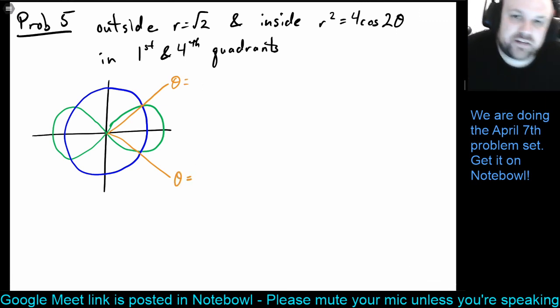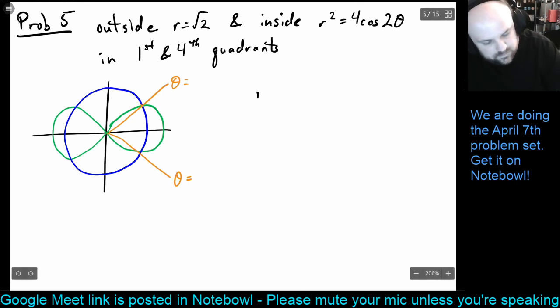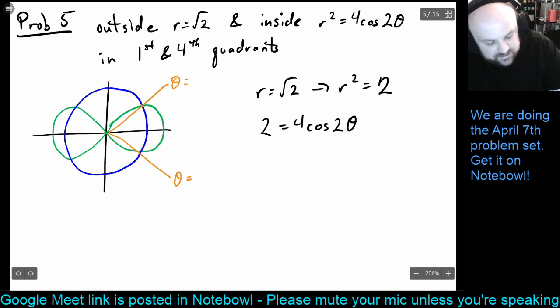To do that, we're going to do the same thing we did before and set these two equations equal to each other or plug one into the other. So r equals square root 2 is really r squared equals 2. So plug that into the other one. 2 equals 4 cosine of 2 theta. So 1/2 is cosine 2 theta.